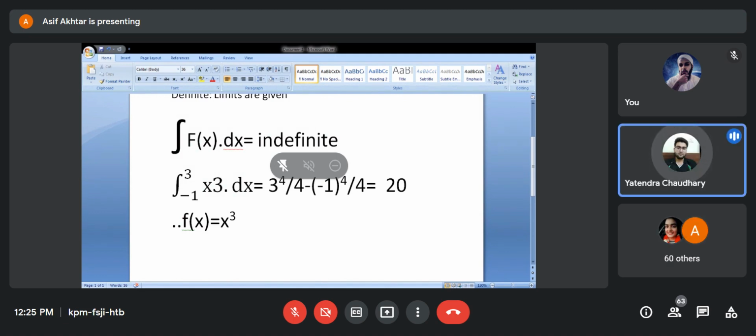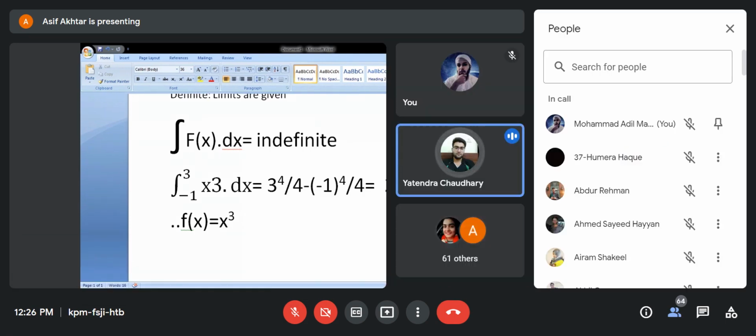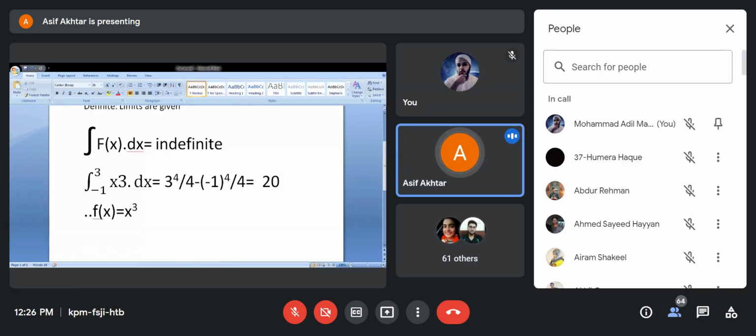Sir, if you see in the definite integral, we can write the constant also. But when we subtract the lower limit from the upper limit, it will cancel out each other's effect. Actually what Yatindra has said is right. It will cancel out. Now how it will cancel out, that I will show you.